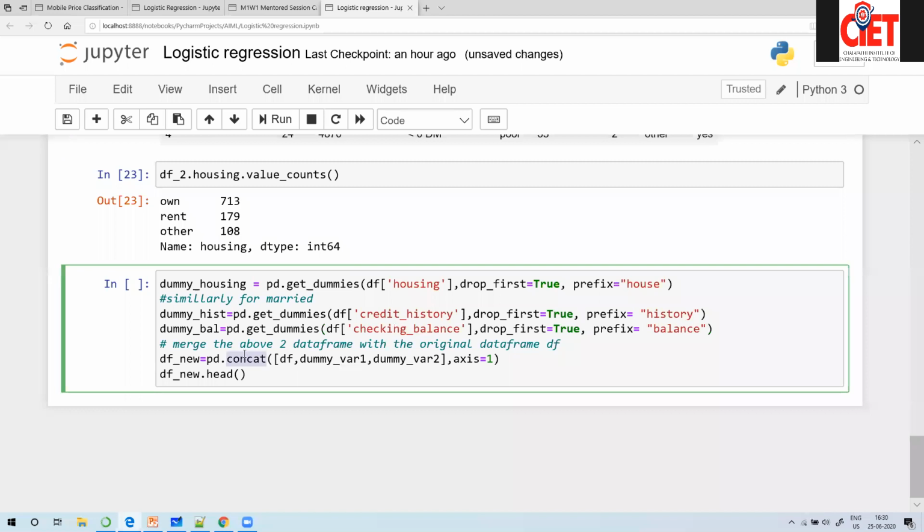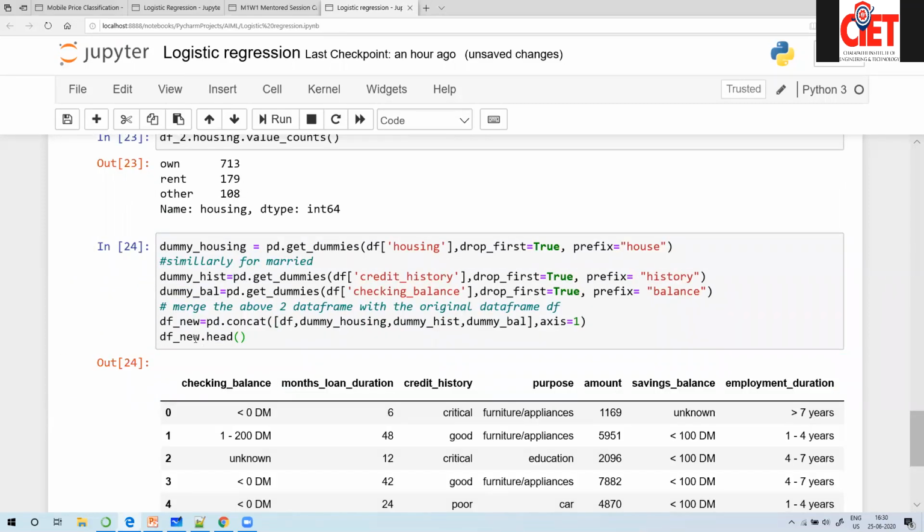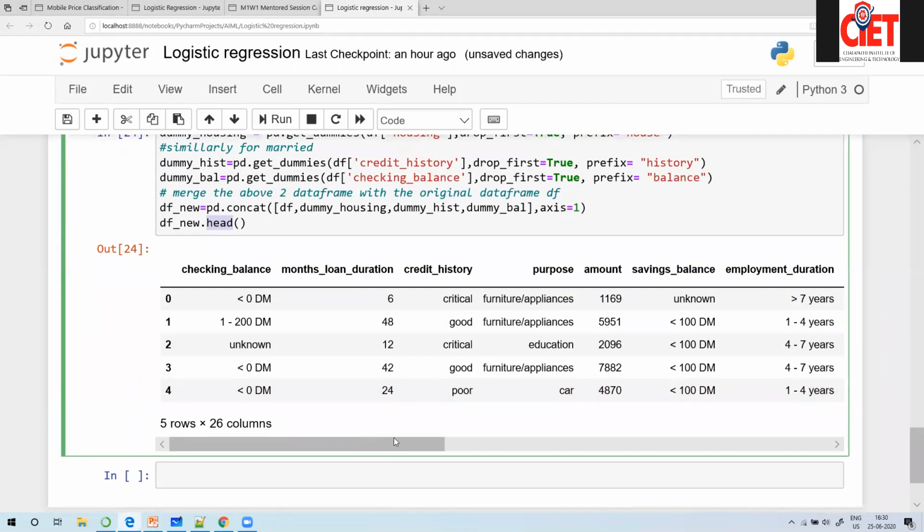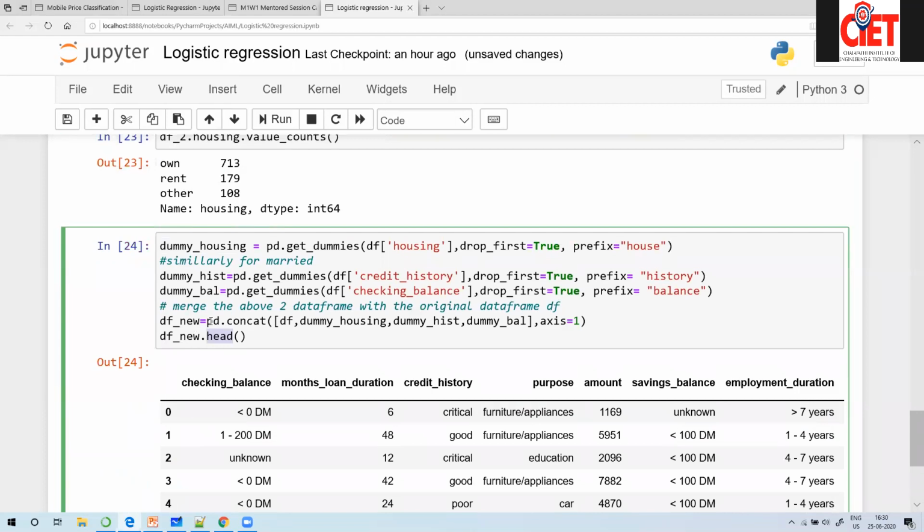It's like concatenating. I am going to concatenate df, which is the original data frame, and the three dummy variables that we have created. This is 1, this is 2, and this is 3. So we get 3 new columns added to it, and we create the new one, which is df_new.head. Now look at, okay, it should not be df, it should be df_2.